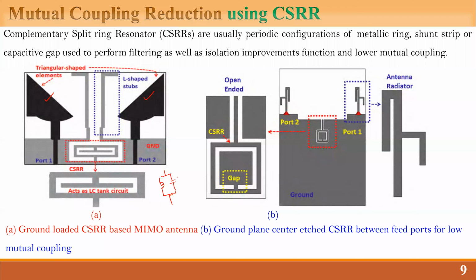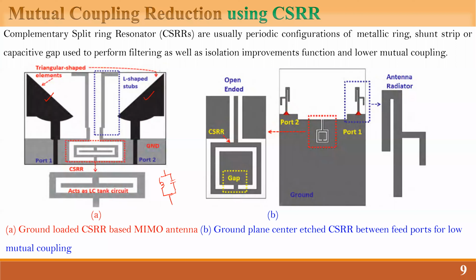So this LC tank can store energy at lower frequency, and it can also block the current in the ground so that it does not reach the other antenna elements. The current should not go to the other antenna element, so that you can make good mutually decoupled antennas. Basically, this kind of CSRR structure is generally used to prevent the current flow between the antenna elements. That is the main reason.